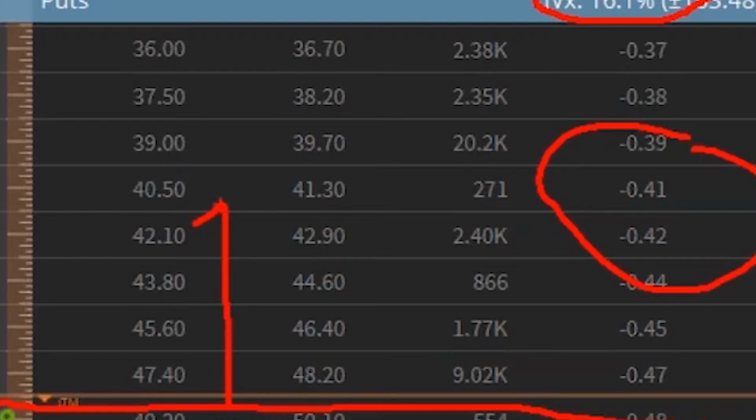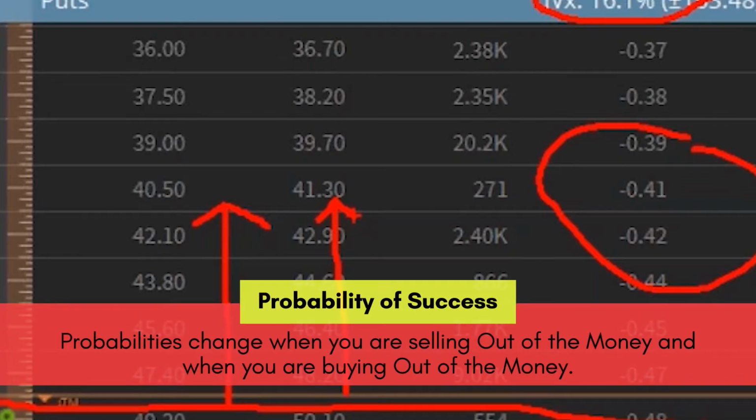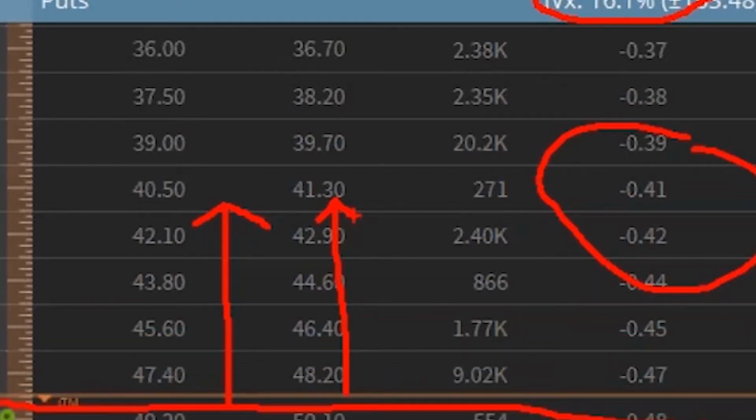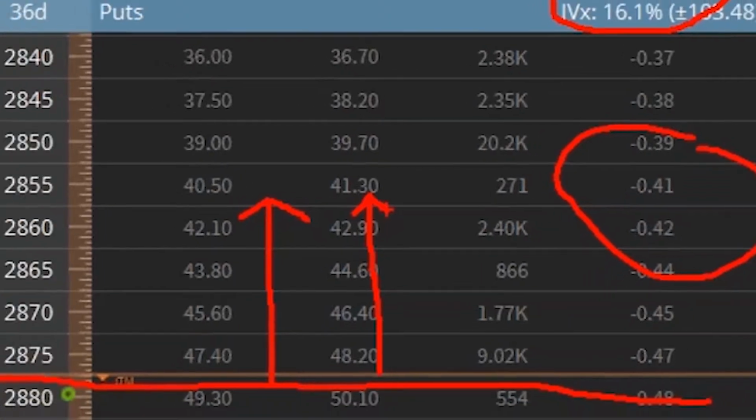If you are selling something at a 40 delta, then you have a 60% chance of making money at expiration, at least 1 cent. You have a 60% chance of making money because the market has to go all the way down before you lose. When you're buying, it has to go all the way down before you win. When you are selling, it has to go all the way down before you lose. And that's on the put side that we're discussing. So the probabilities change when you're selling something out of the money and when you're buying something out of the money. When it's at the money, then it's pretty equal, 50-50 shot.